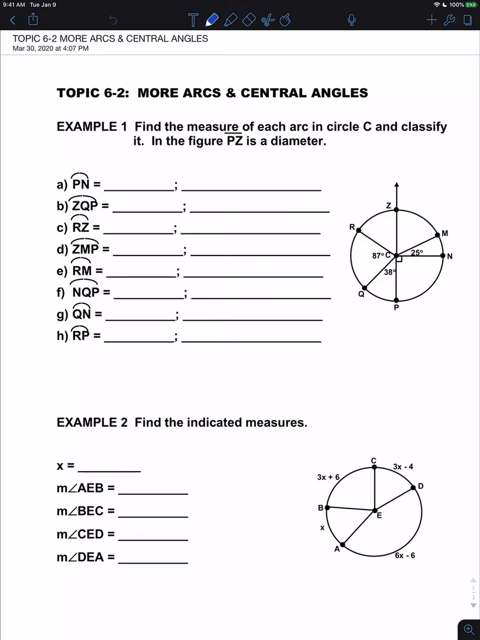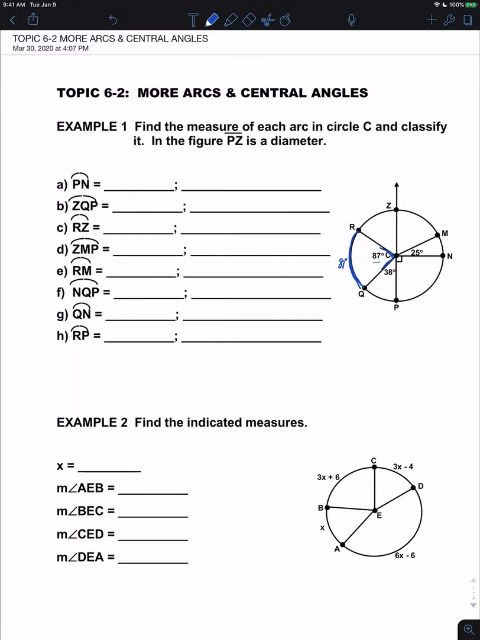Okay, we talked about arcs. And when we talk about the arc, we're talking about this part of the circle. It's going to be the arc of it, and the measurement of the angle. So we know this is an angle, and if that angle is 87 degrees, then the arc is also 87 degrees.